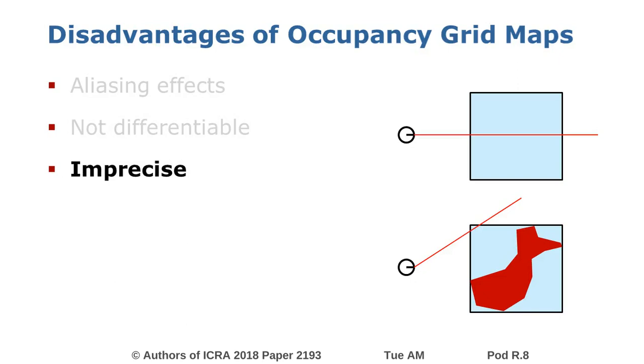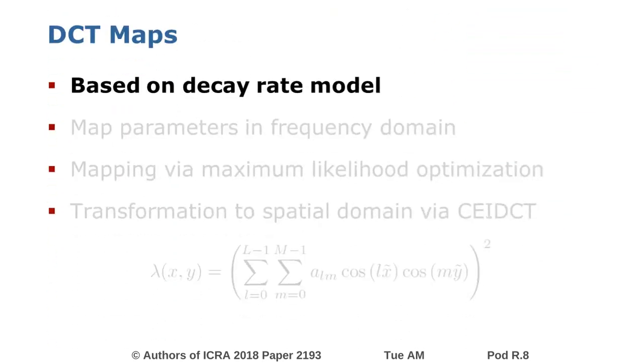DCT maps overcome these disadvantages due to their substantially different formulation. First, they are based on a more accurate sensor model, the recently developed decay rate model. For each cell, the decay rate model not only measures the numbers of laser hits and misses, but also takes into account the distances the rays travel within each cell.